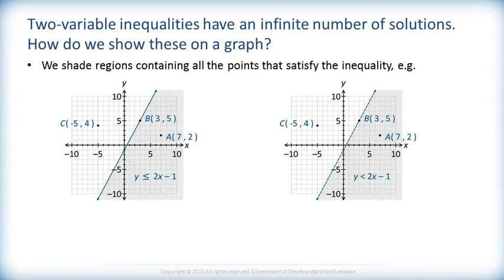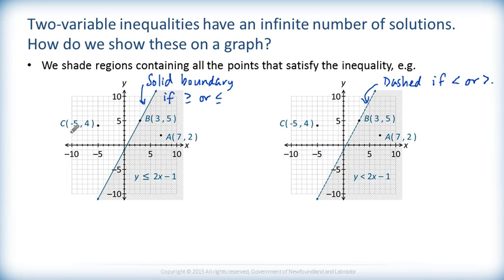Obviously, there are an infinite number of points, x and y, that we could put into an inequality to satisfy it. How do we show that on a graph? Well, we do it by showing the shaded region that contains all those points. The other thing we do is, if the point is included on the boundary, if there's an equal sign, like this, we'll have a solid boundary. And if there's no equal sign, it will be a dashed boundary.